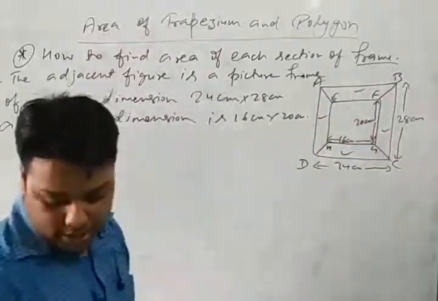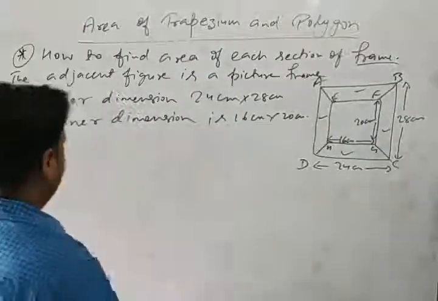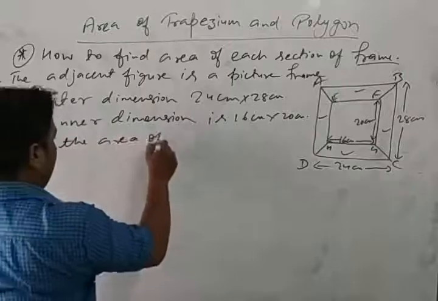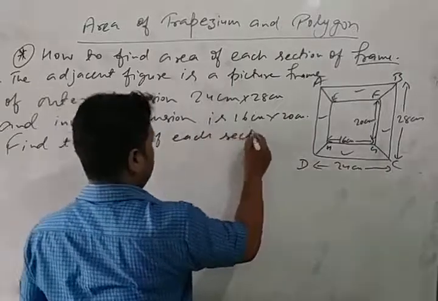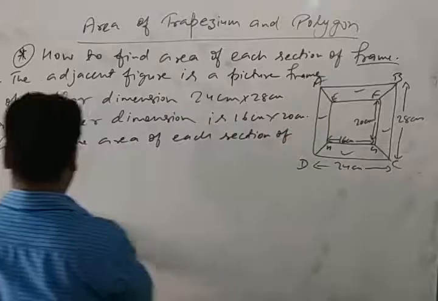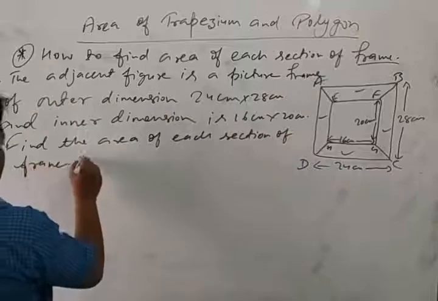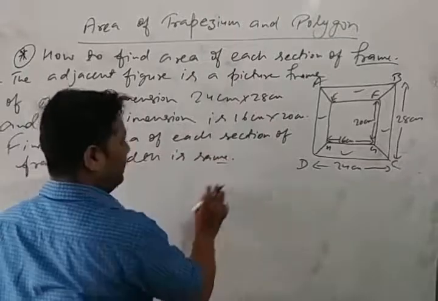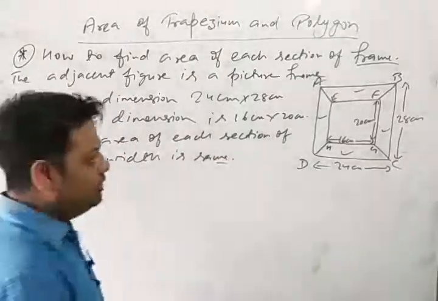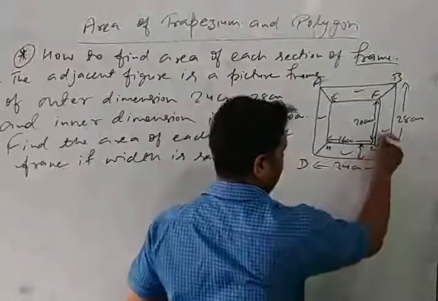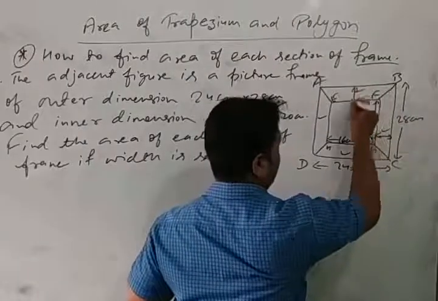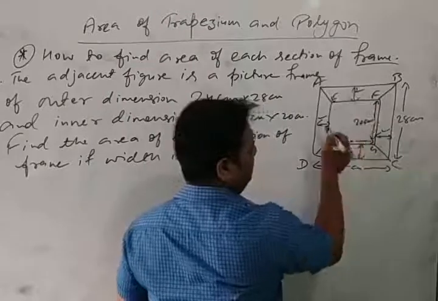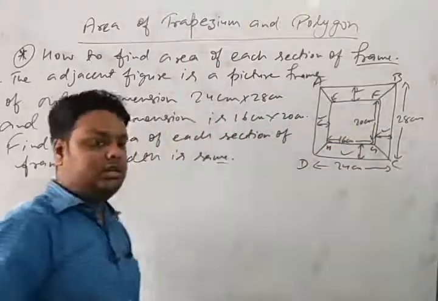Okay, and we have to find the area of each section of the frame if the width is the same. Now we have to find the width also. Width means this distance. And it is written that all the widths are the same. That is this width, this width, this width, and this width. All widths are the same.